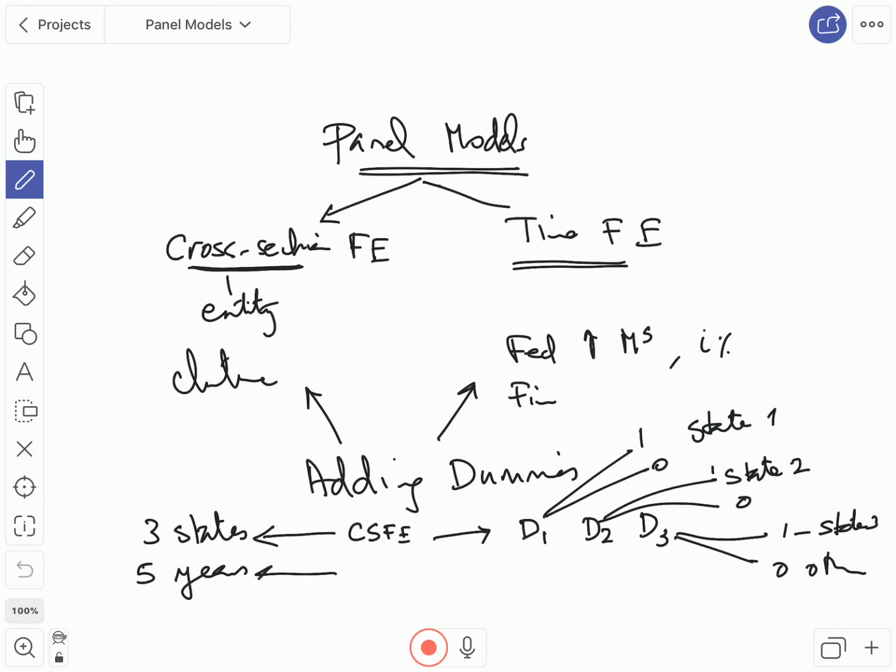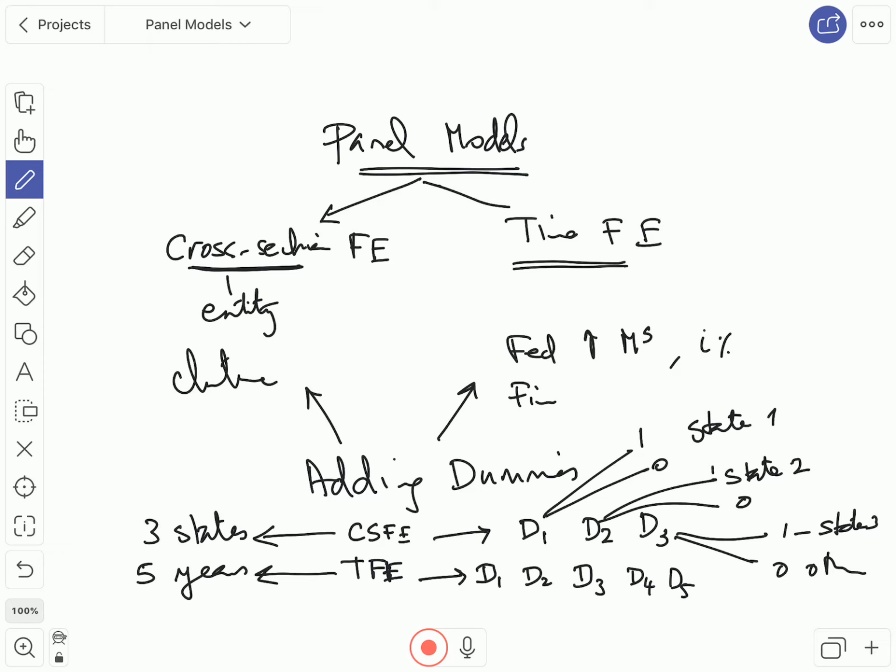And then we have 5 years, so we need to capture this, and we use time fixed effects with the same idea. So if I have 5 years, then I'm going to have D1, D2, D3, D4, and D5, and those are going to capture the time effect.